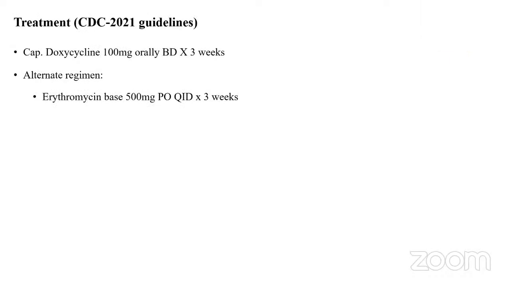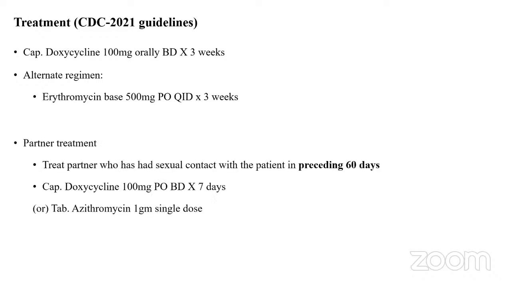If the patient is found to have LGV, the patient needs to be treated with doxycycline capsules, 100 milligrams twice daily for 3 weeks. And alternatively, the patient can also receive erythromycin base 500 milligrams 4 times daily for 3 weeks.